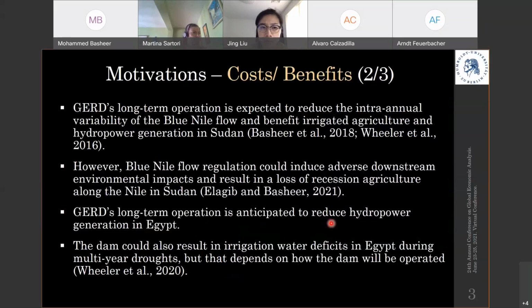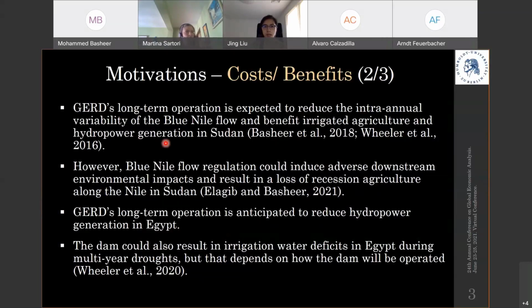It's quite well known in the literature that this dam, because its purpose is hydropower production, is going to change the flow pattern. Instead of variable flow with most of the flow happening during the flood season, it's going to regulate the river flow to Sudan. And Sudan is going to benefit from that in terms of irrigated agriculture and hydropower generation. This has been shown by previous studies.